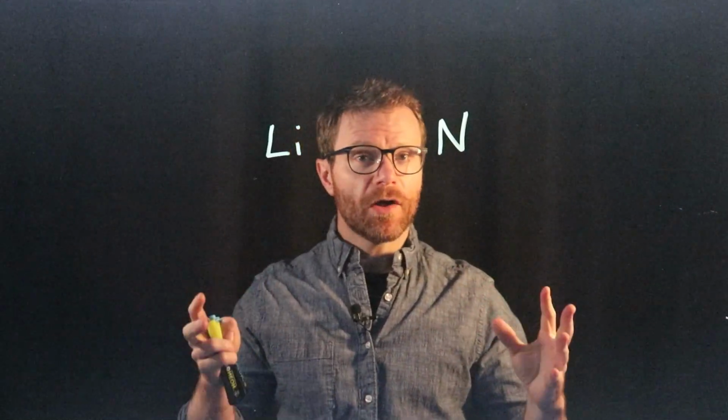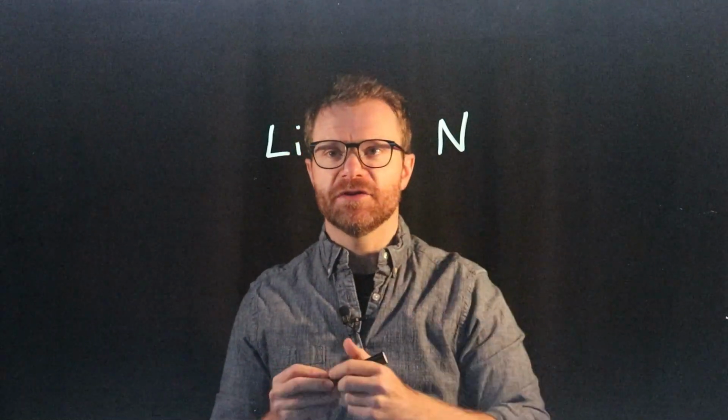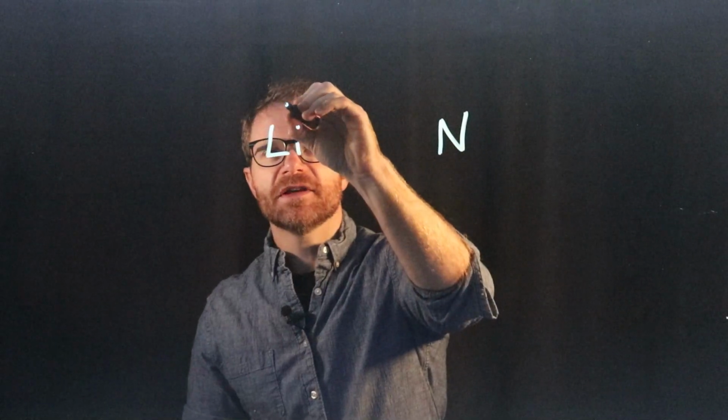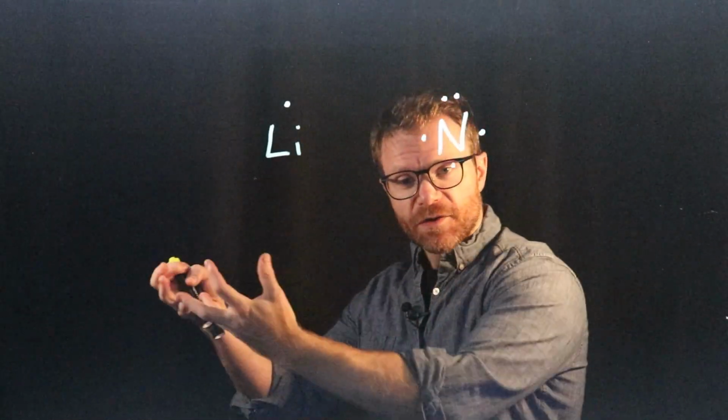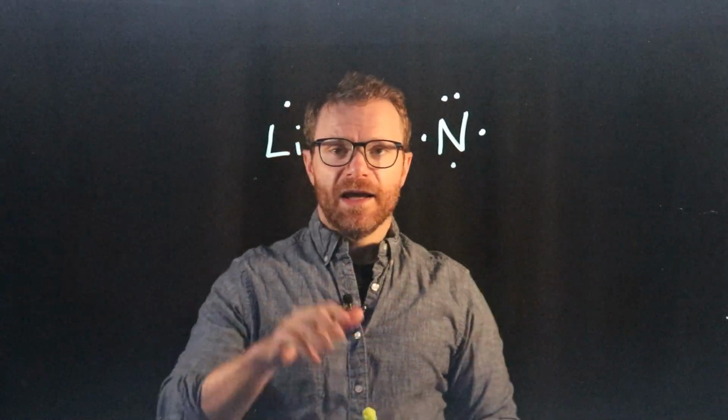Okay, if we were to draw the Lewis structures of lithium and nitrogen, we'd see that lithium has 1 valence electron and nitrogen has 5. So if these two were forming an ionic bond together, we would know that lithium's the one that needs to give up electrons, and nitrogen is the one that needs to receive those electrons. Nitrogen needs to receive 3 to become stable, because 5 plus 3 is 8. And lithium needs to give up 1 to become stable, because 1 minus 1 is 0, which will take us back to the previous energy level, which will be full.